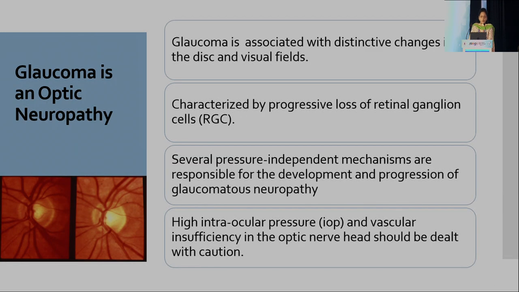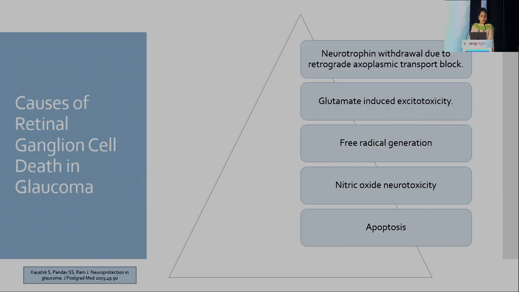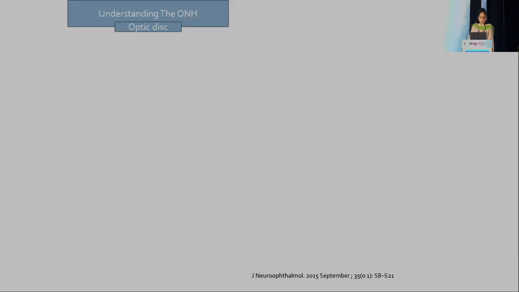So with that, we talk about glaucoma once again. We come back to the pathophysiology and talk about glaucomatous neuropathy, which is basically because of the loss of the retinal ganglion cells, where pressure-related or pressure-independent mechanisms do play an important role. The end result is apoptosis, whether it's nitric oxide neurotoxicity or something else, which all lead to the death of the retinal ganglion cells.